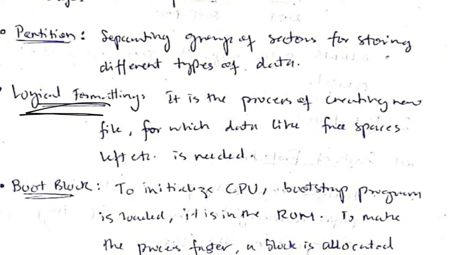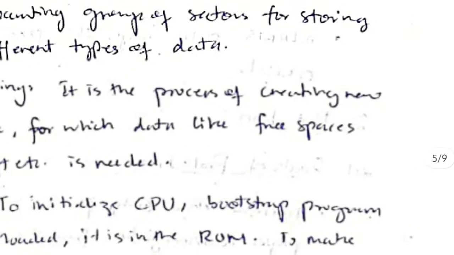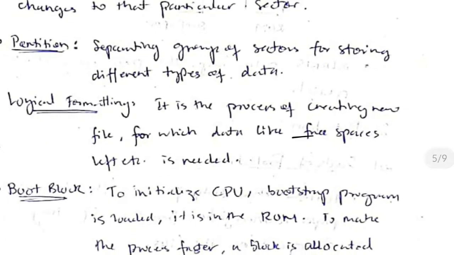Next one is logical formatting. Logical formatting means we are creating a new file. For creating a new file, we need to know where the file can be stored in the memory. Suppose that this is the memory, and these are the spaces used. So free spaces are here, here, and here. So while creating a new file, we can check where we can store the file. Okay, so that is known as logical formatting. In this, we are checking where the free space is, and at that space, we are creating a new file.